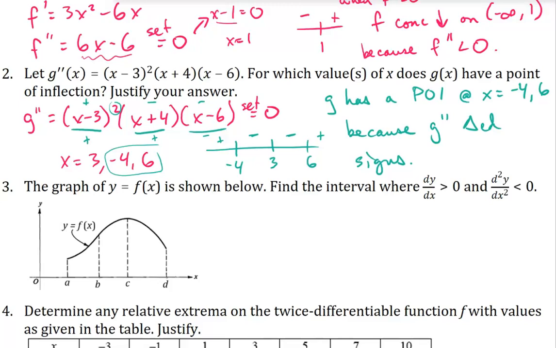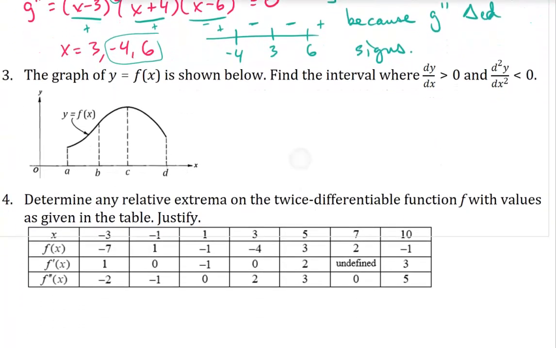Okay, that's an ED. I mean, you could write out the word change too, but that's also fine. All right. Okay, number 3, here we have a graph of f of x, and we want to give the interval, probably going to be in terms of a, b, c, and d, where the first derivative is positive and the second derivative is negative.